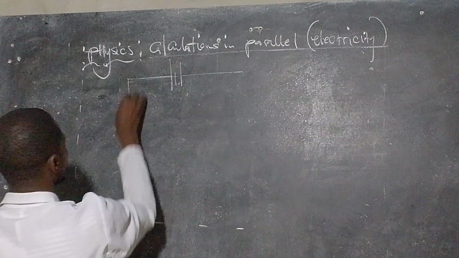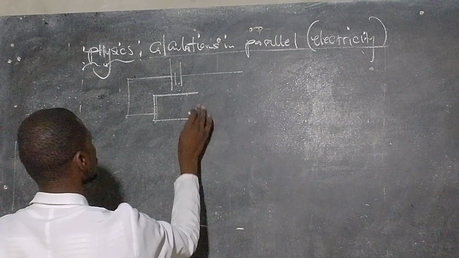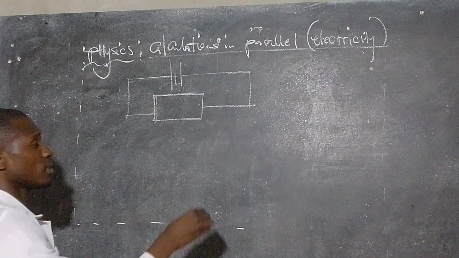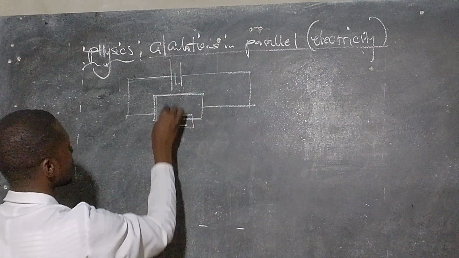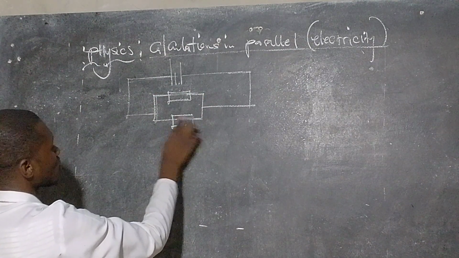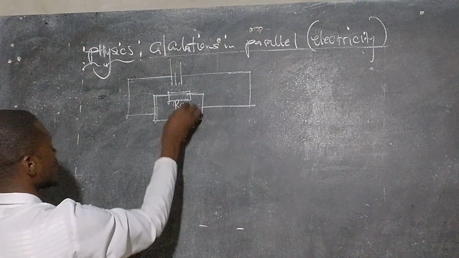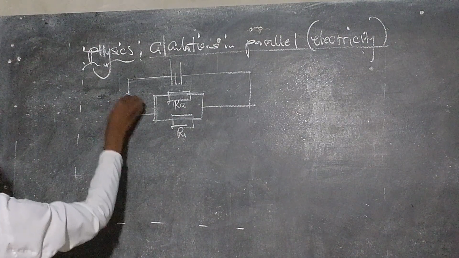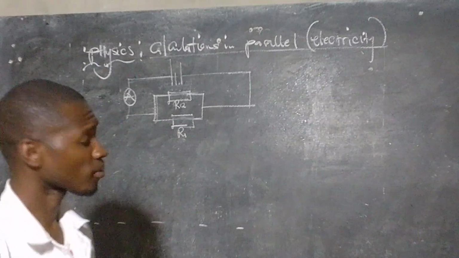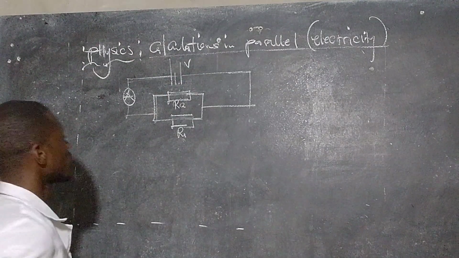We'll do this. So this is a simple circuit diagram. This circuit diagram will have two resistors in parallel. So this resistor and this resistor. We can call this one resistor 1, then this one resistor 2. And let's put an ammeter here which measures the amount of current passing through a circuit. And here we have the source of voltage.